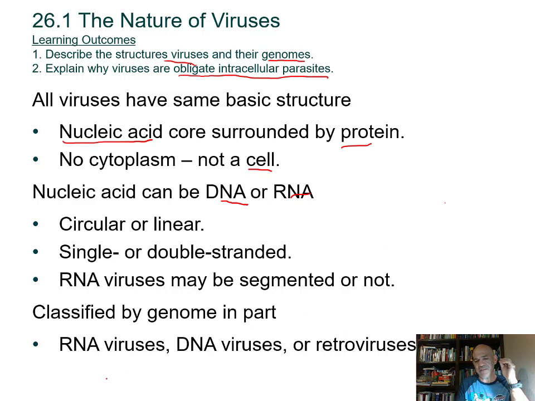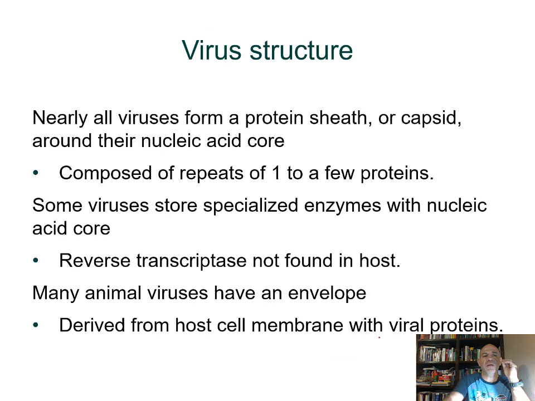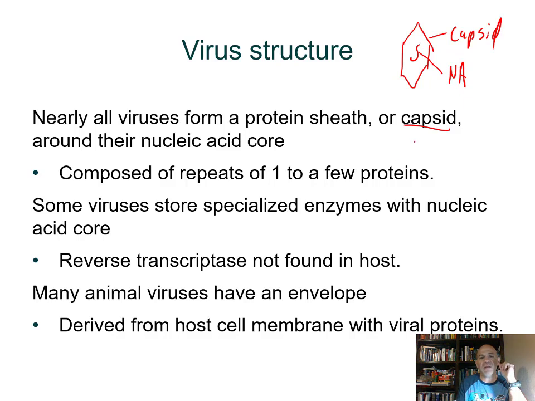Now, viruses can be classified based on whether they're RNA viruses for their genome, or DNA viruses, or retroviruses, which we'll explain here in a bit. So viruses, for the most part, are going to be basically a protein sheath that surrounds their nucleic acid, and the protein sheath is going to be called a capsid. So that's an important structure to know. And then on the inside, you'll have your nucleic acid, and the nucleic acid would be either RNA or DNA.